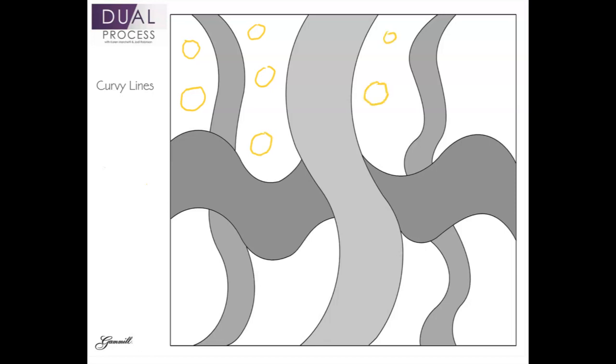I just evenly space them out, different sizes. And then we'll just quilt these while we're doing the fill.